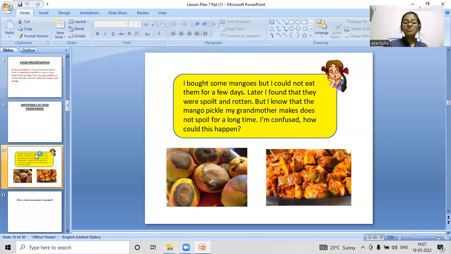Yes, any answers from your side? Okay. Yes, right. You all are right, because we are adding food preservatives in it. And what are the different preservatives that we are adding to the mango pickle? That is salt. We are adding salt. What else? We are adding turmeric.